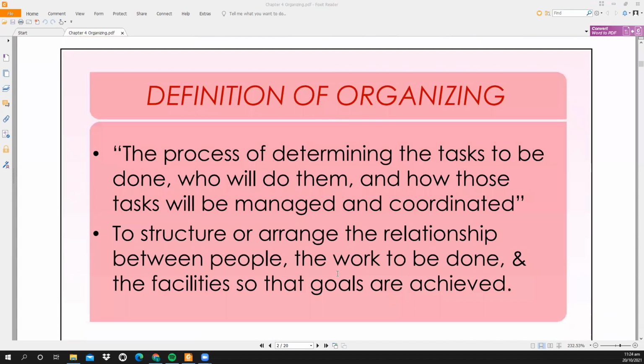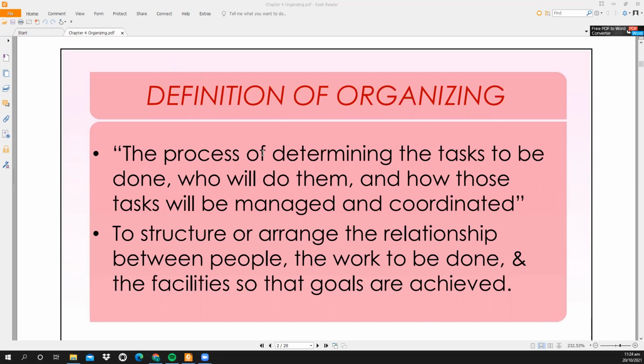So what is the definition of organizing? Organizing is the process of determining the tasks to be done, who will do them, and how those tasks will be managed and coordinated. It is to structure or arrange the relationship between people, the work to be done, and the facilities so that goals are achieved.